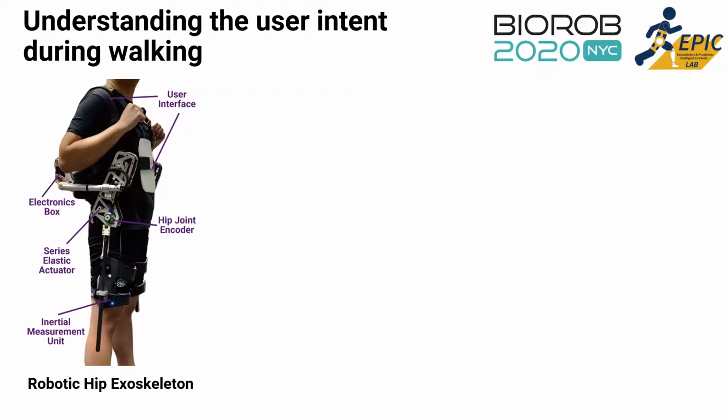So how do we estimate the user's intent during locomotion? We use a sensor fusion modality, taking kinematic sensor information from onboard mechanical sensors on our bilateral hip exoskeleton, such as the hip joint encoder and the 6-axis thigh IMU. By using sensor fusion, we can extract relevant information from each sensor to correctly identify the user's locomotion mode.